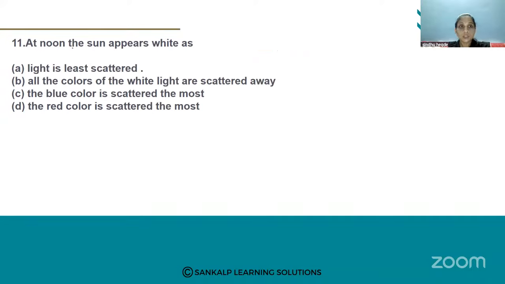At noon, the sun appears white. Why does the sun appear white in the afternoon? This is the question. Light is least scattered. All the colors of white light are scattered away. The blue color is scattered the most and the red color is scattered the most. So here options C and D are wrong, right?